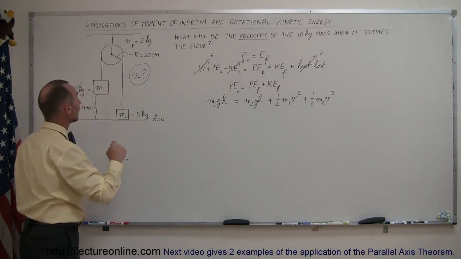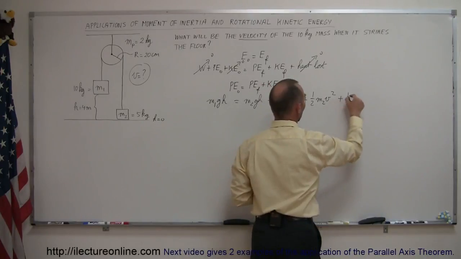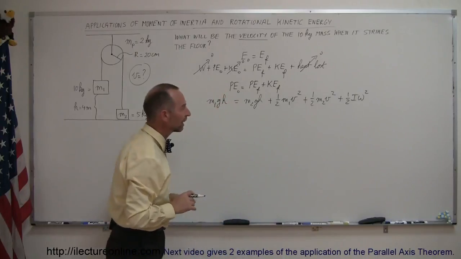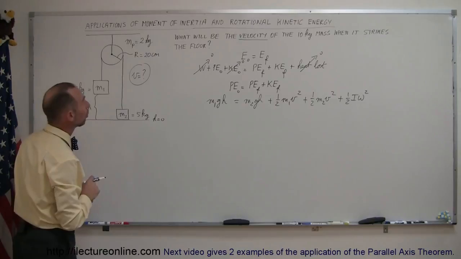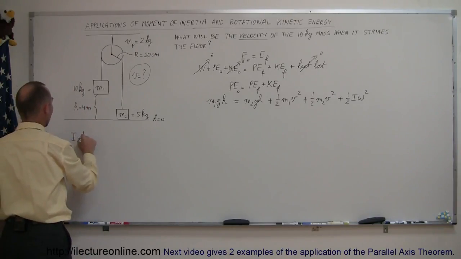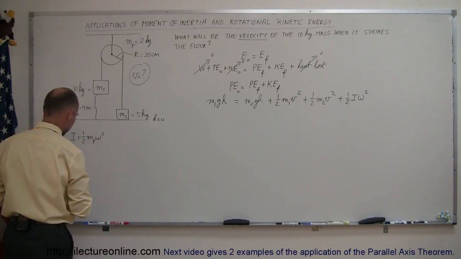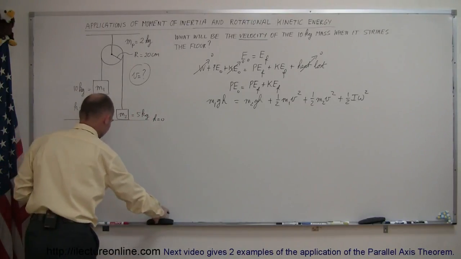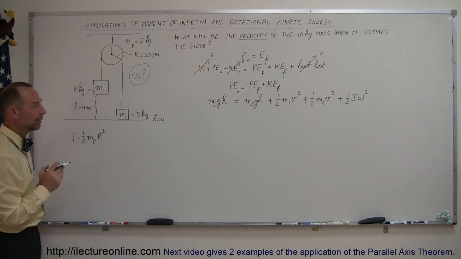And then finally, we have kinetic energy in the rotation of the wheel, and so that would be plus 1/2 I omega squared. That is the rotational form of the kinetic energy which the pulley will have. Now remember, since this is a pulley and we can assume that it's a solid disk, the I will be equal to 1/2 m of the pulley times the radius squared. That's the moment of inertia of the pulley.